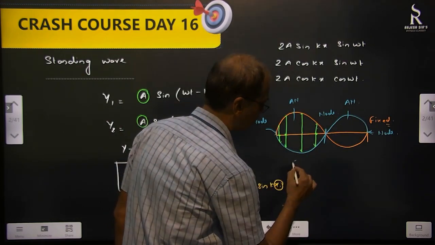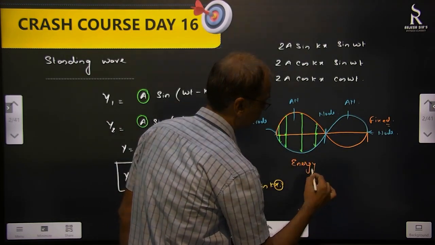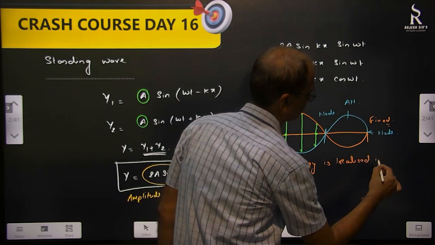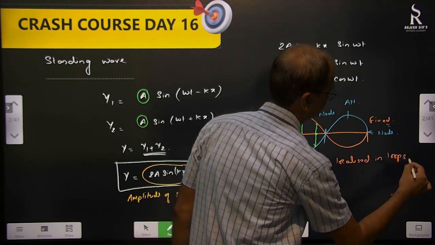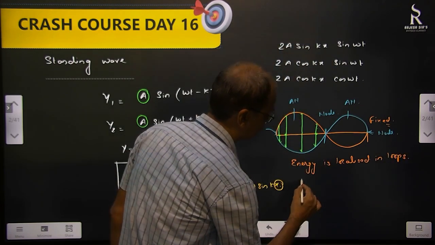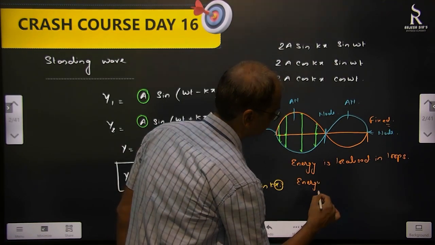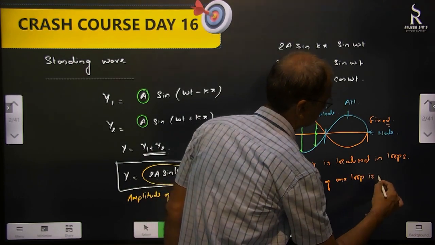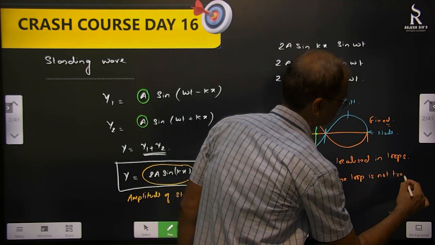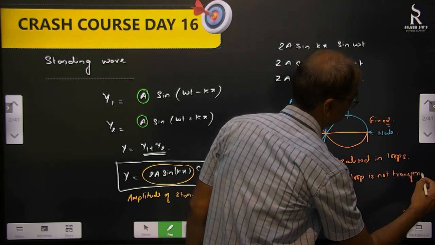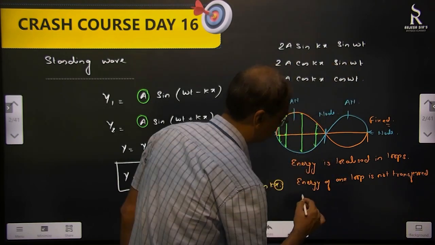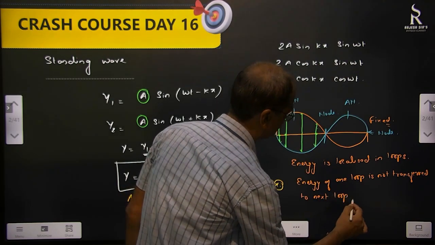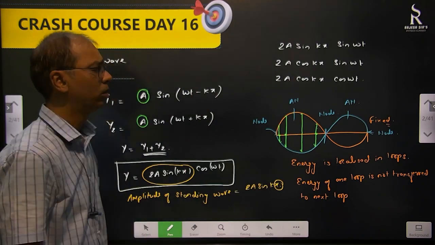Energy is localized in loops. Energy of one loop is not transferred to the next loop.